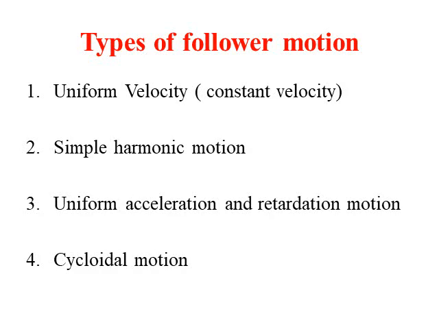In the last session, we discussed the types of follower motion, which can be of 4 types: uniform velocity, simple harmonic motion, uniform acceleration and retardation motion, and cycloidal motion. In the earlier session, we discussed in detail uniform velocity and simple harmonic motion, and also solved a problem each regarding the same. In today's session, we will discuss uniform acceleration and retardation motion and cycloidal motion.